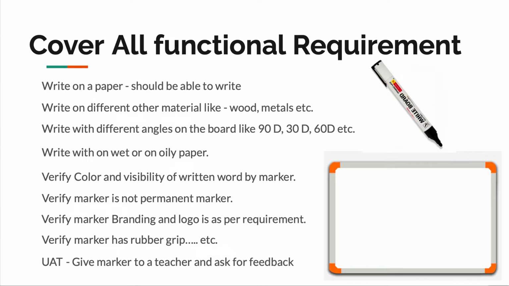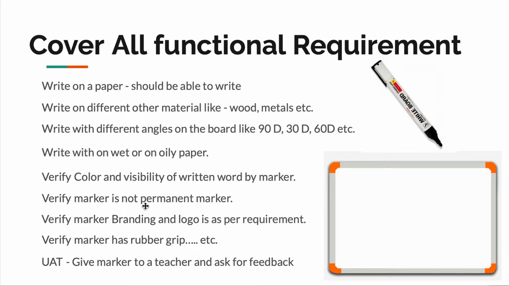Once happy flow is done, we need to go for covering all the functional requirements. So I'll do all the functional testing, right? Write on paper, should be able to write on different other materials like wood, metals, etc. I should be able to write with different angles on the board like 90 degree, 30 degree, 60 degree, etc. Write on wet and oily paper. Okay, then verify color and visibility of the words written by the marker.